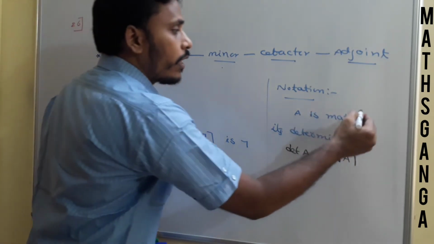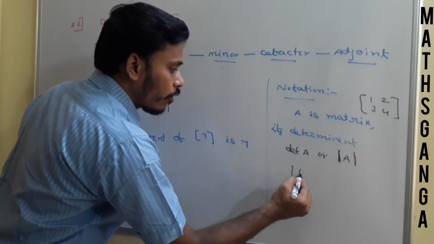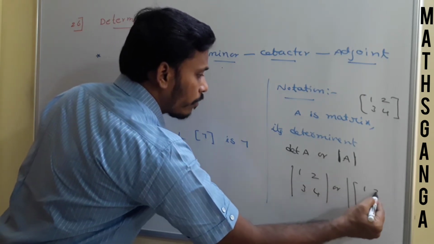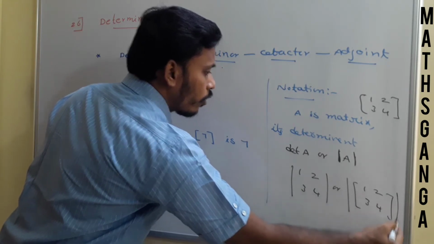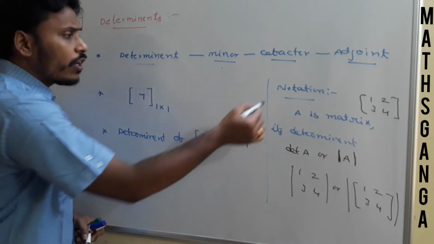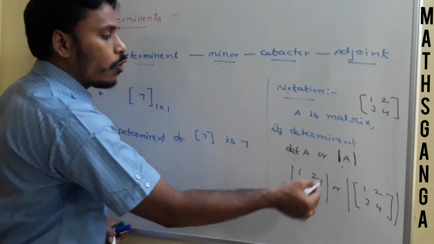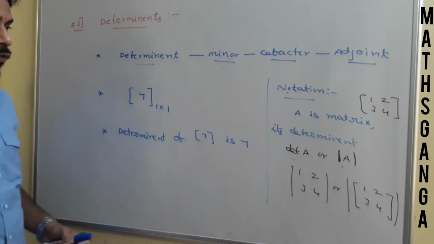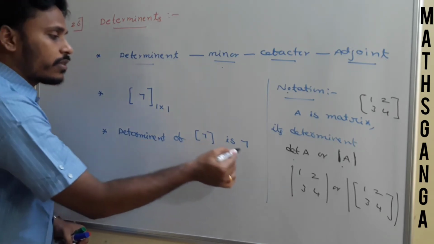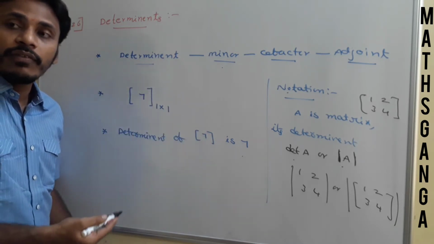For example, if that matrix A is 1 2 3 4, then we may use determinant of 1 2 3 4, or sometimes determinant of the matrix 1 2 3 4, all are the same. If A is the matrix 1 2 3 4, then usually we notate its determinant by det A, or determinant of 1 2 3 4, or the determinant of the matrix 1 2 3 4. This is the notation. And for a 1 by 1 matrix, the determinant is simply 7.